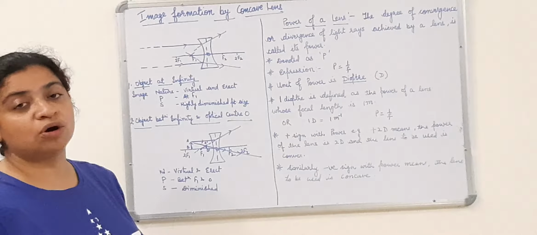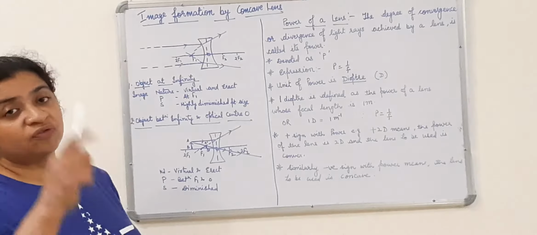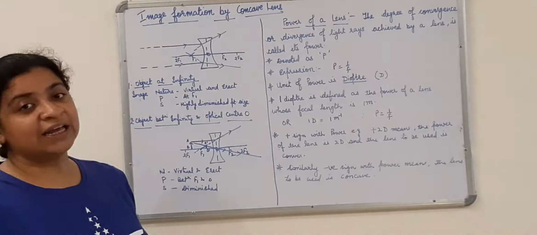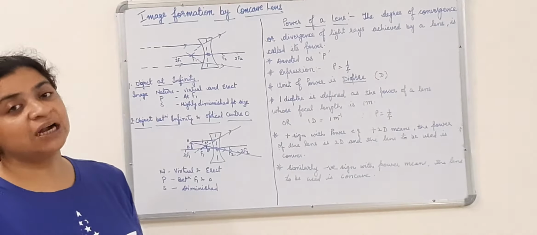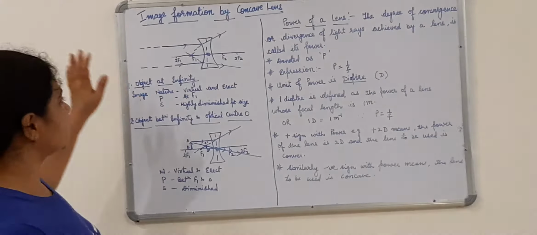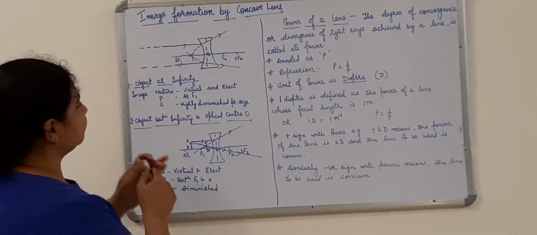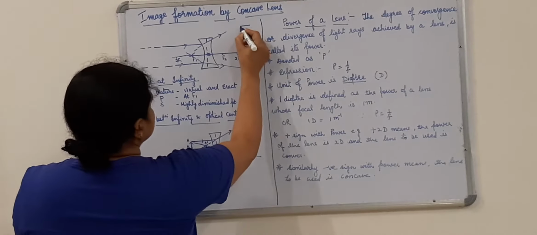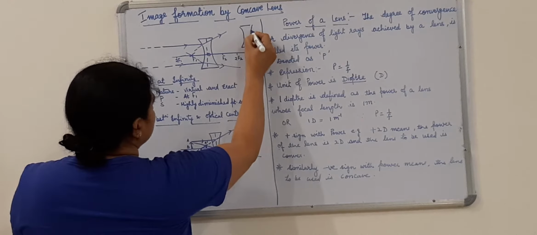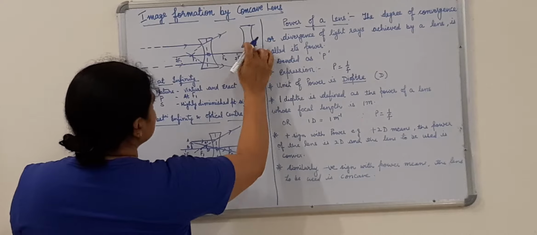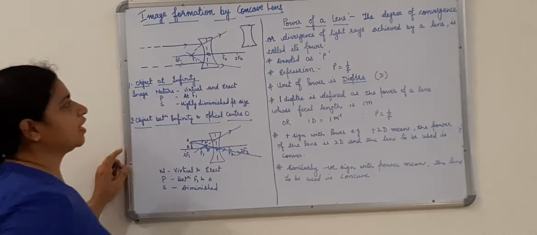First case is when the object is at infinity. So in the first case, when the object is at infinity, definitely the image formation will be at focus. Now which focus? Now let us see. First I have drawn this concave lens. This is our biconcave, or we also call it concave lens. This is how we draw a concave lens.